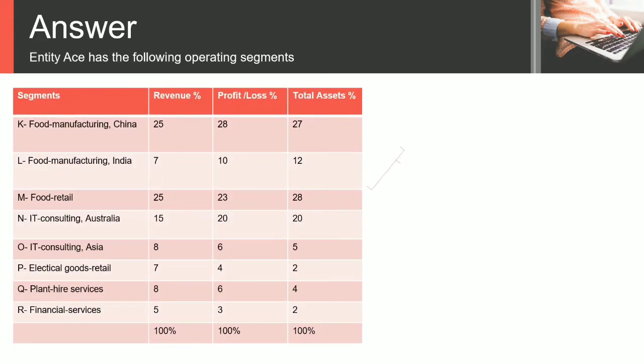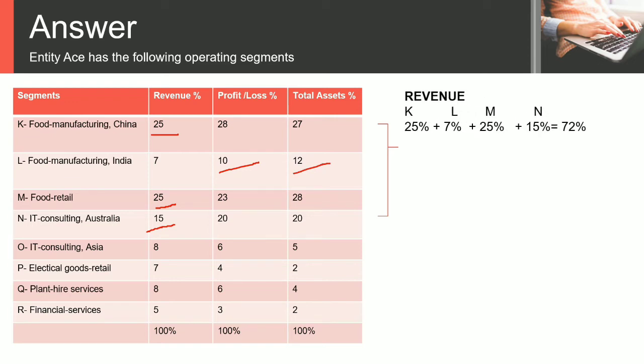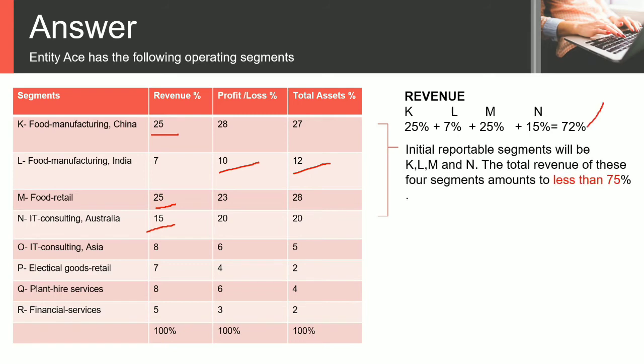So, the answer for Entity A. Segment revenue needs to be more than 10%, and we can only accept K 25%, M 25%, and N 50%... And for L, O, P, Q, R, it is less than 10%. Segment L is acceptable because the percentage for profit and loss and the total asset is more than 10%, although the amount of revenue is less than 10%. So, the total revenue for K, L, M, N is 72%.